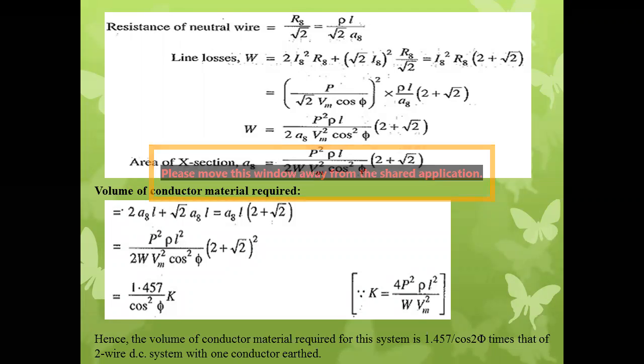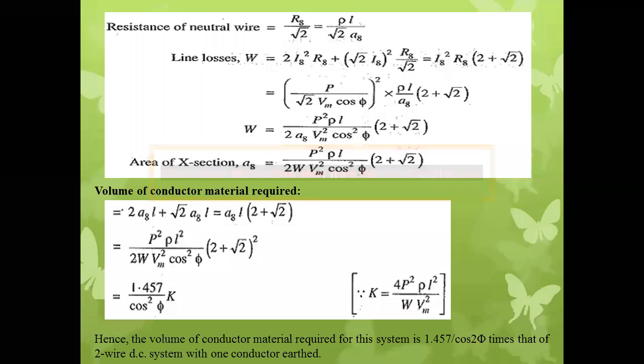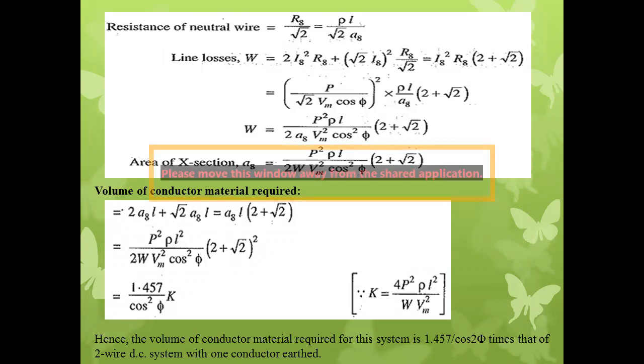Finally, rho L divided by root 2 into A8. Okay, so line loss is equal to what? The summation of phase wire loss and neutral wire loss. So we have to take the addition of these two terms. Over here the two phases are there, that's why I'm sliding my arrow pointer. 2 into I8 square into R8.